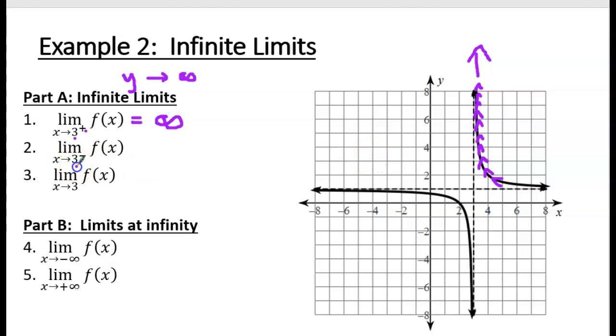What about if I'm approaching 3 from the left? Well, that's going to be on the other side. Now if I approach x equals 3 from the left, now my y values are going down really fast.